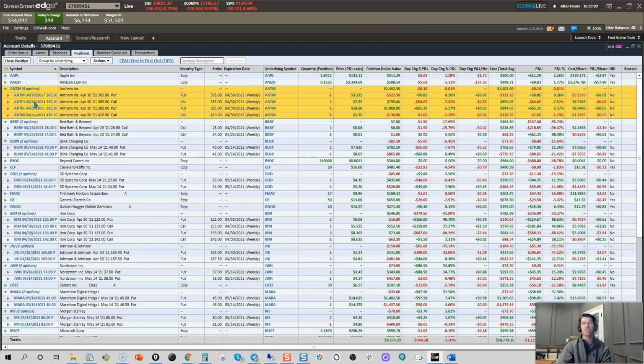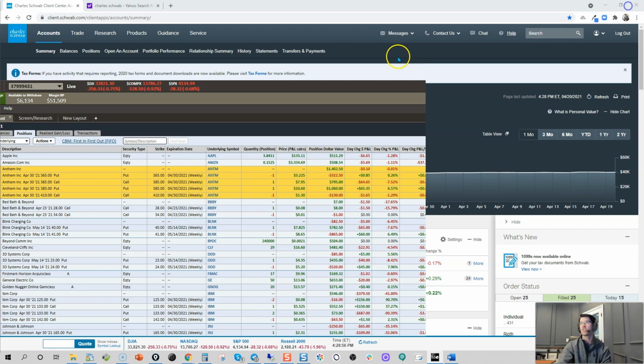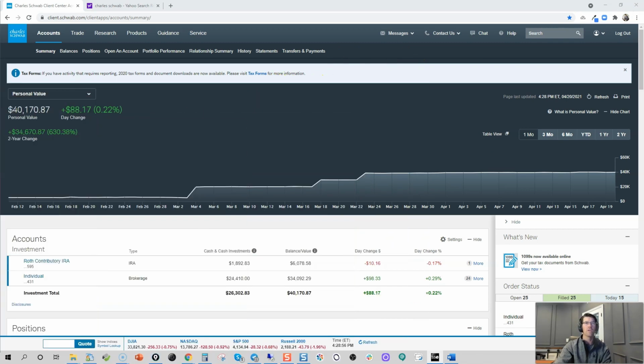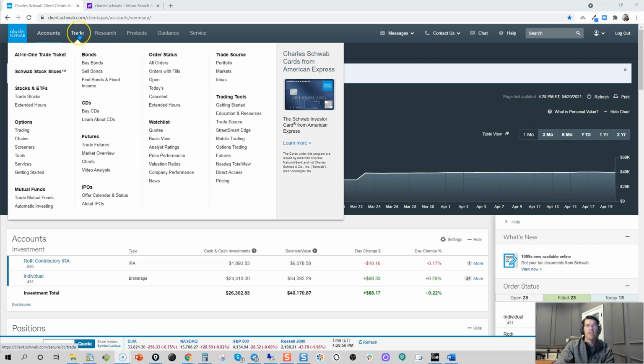So I have all my positions in here, and there's the ANTM right there with some options. Let's go ahead and start with the simple one, right? Let's look at something that's a little bit easier to follow. But before we dive into four-legged options or a custom strategy, let's just talk about a stock. For example, I did end up buying SLV last week, and I'll show you how I did that. So if I come into my trade tab right here, I'm just going to go to trade.